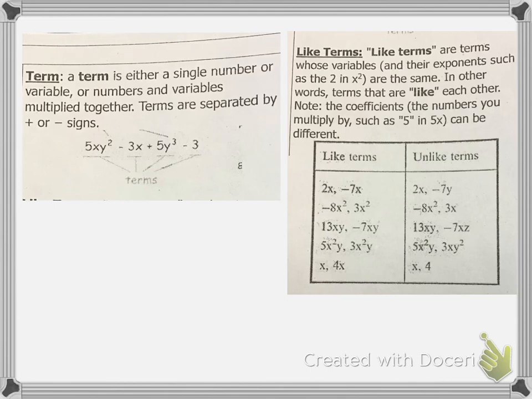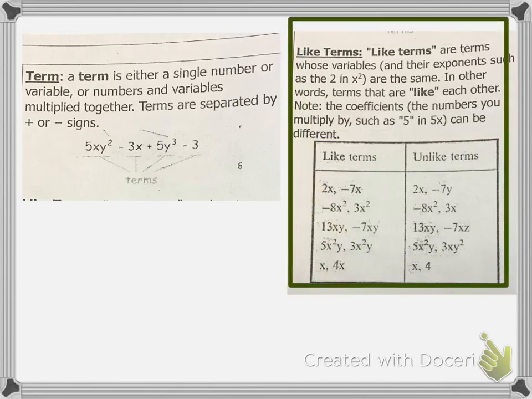So now that we have the definition of term, now we can look at what like terms are. Like terms are terms whose variables and their exponents, such as the 2 and x squared, are the same. In other words, terms that are like each other. The coefficients can be different though. So here we have some examples. 2x and negative 7x, those are like terms. Negative 8x squared and 3x squared, those are like terms. 13xy and negative 7xy, those are like terms.